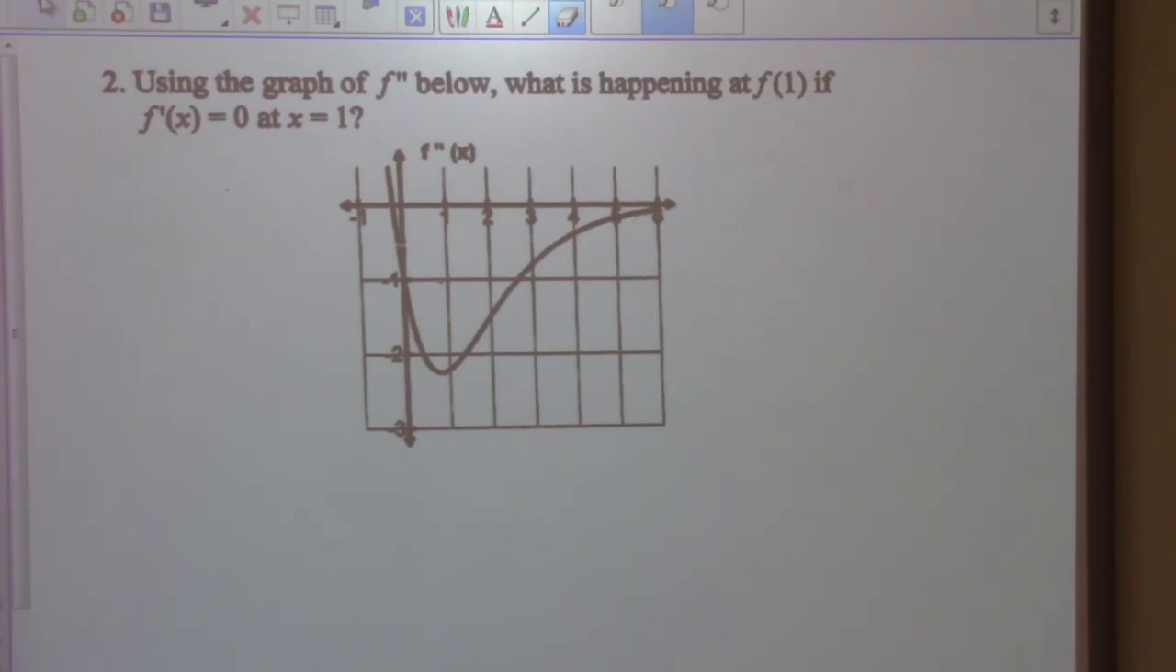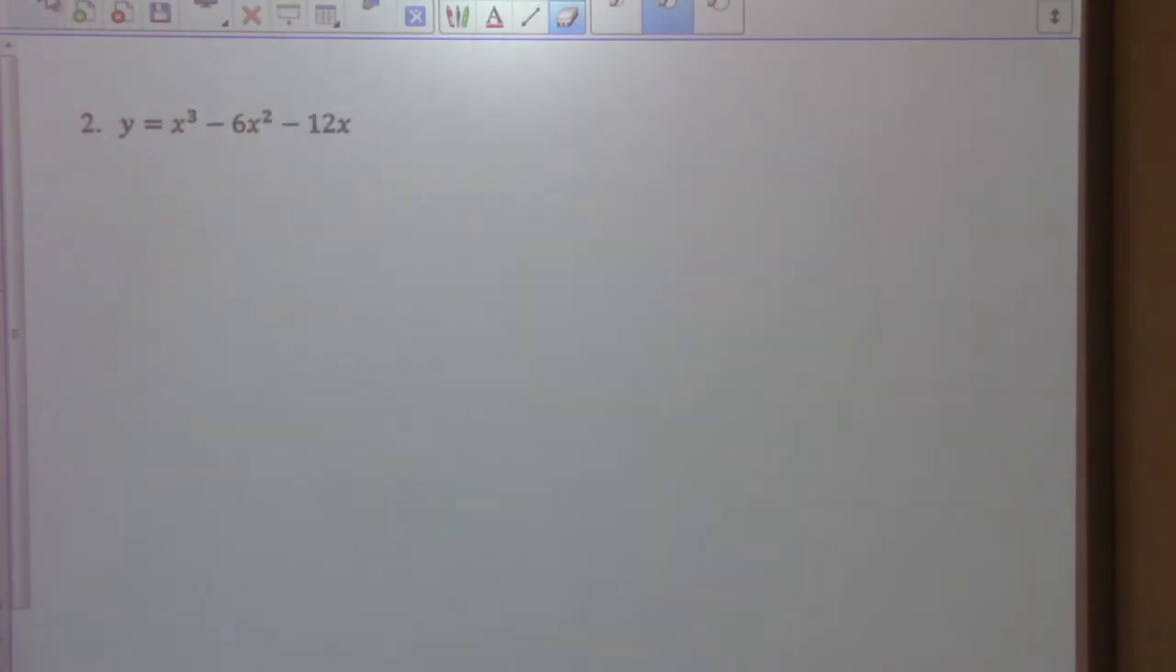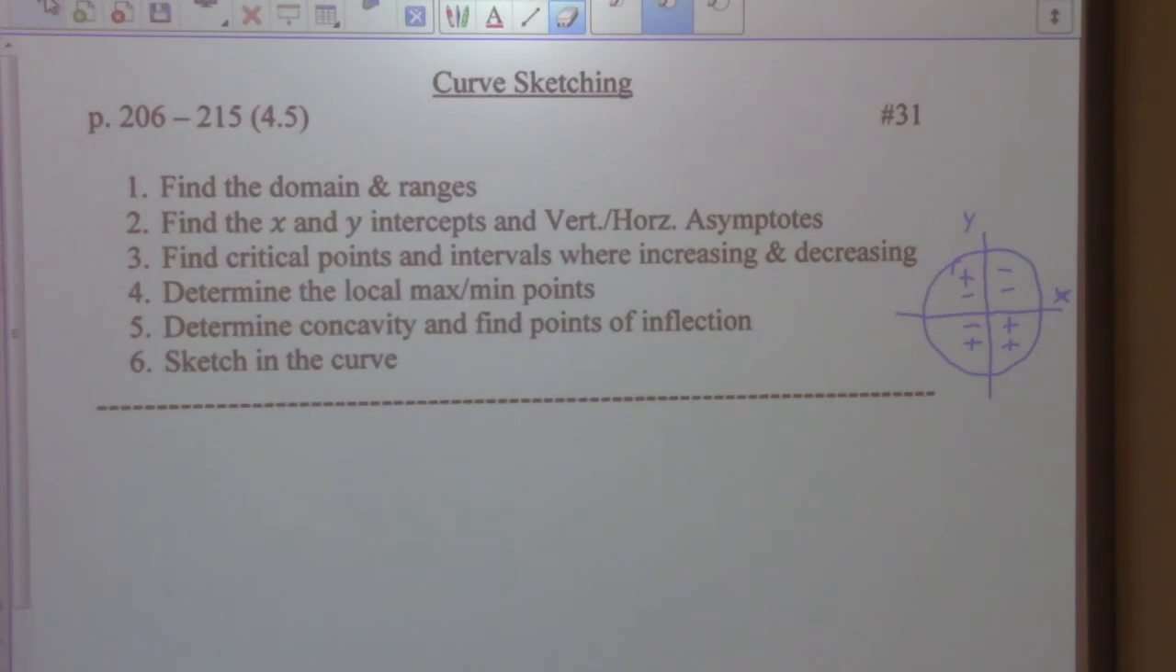What I want to do is we're kind of going into the next section, which has to do with curve sketching. Let's go ahead and work this. I want you to go ahead and work out problem 1. And while you work on problem 1, I'm going to hand something out to you.